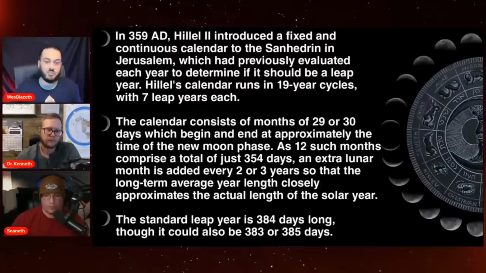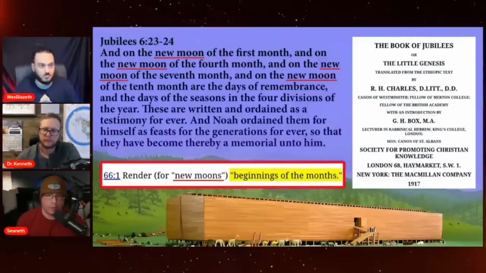If you go to the next slide. Jubilees 6:23 and 24. And on the new moon of the first month, on the new moon of the fourth month, and the new moon of the seventh month, and the new moon of the 10th month, are the days of remembrance, and the days of the seasons in the 4 divisions of the year. These are written and ordained as a testimony forever. And Noah ordained them for himself as feasts for the generations forever, so that they have become thereby a memorial unto him.